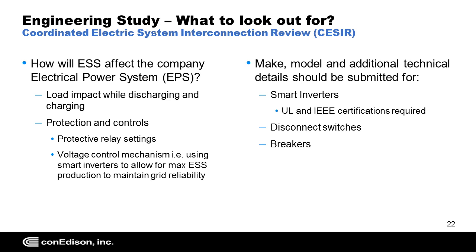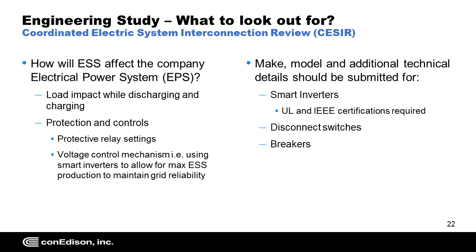We also look at the protection and controls, the protective relay settings. Are there any voltage control mechanisms associated with the project? We have in the past utilized the smart inverters of some DG systems to alleviate some of the interconnection constraints that we have seen. So the fact that the project incorporated smart inverters allowed us to use some of that capability to alleviate some of the interconnection and voltage concerns that we've seen at certain projects. So it's important to definitely provide us all of that information during the application process.